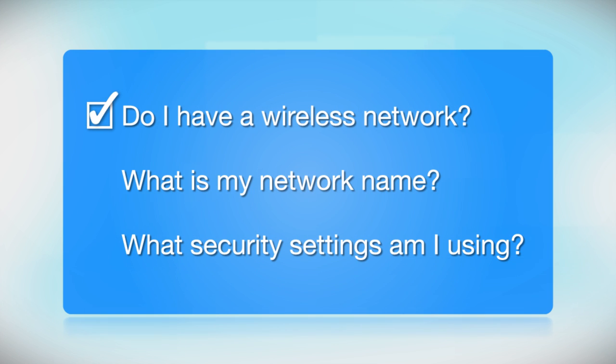You'll also need to know your wireless network's name. This is called the SSID. The SSID was entered into your router when it was first set up. What security settings am I using? If you have wireless security turned on, you'll also need to know your network password. If you don't have this information, ask the person who set up your network.